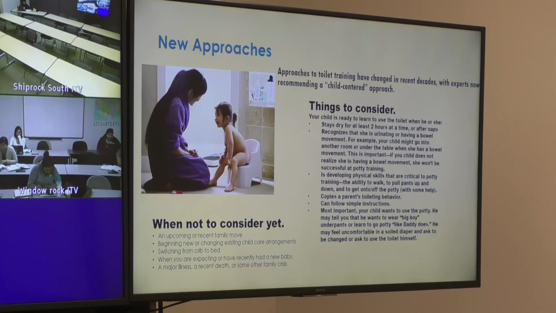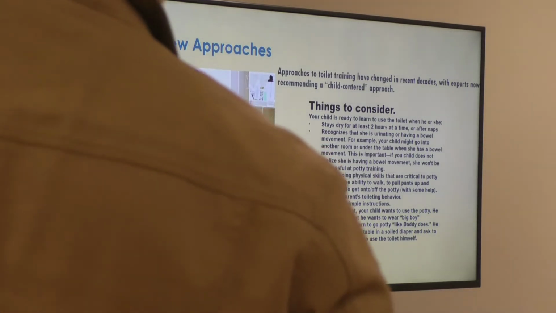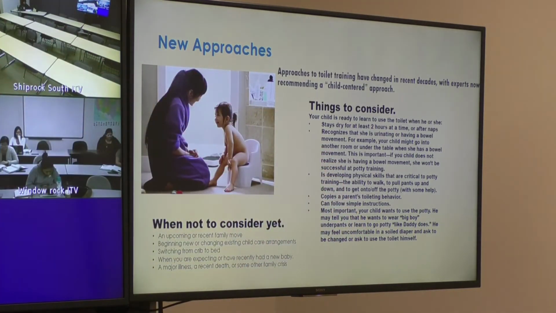Yes. How many have ever experienced that? Literally, the newborn is there, but you still have a 2-year-old, and they do not like that newborn. It's scary. A major illness or a recent death or some other family crisis.